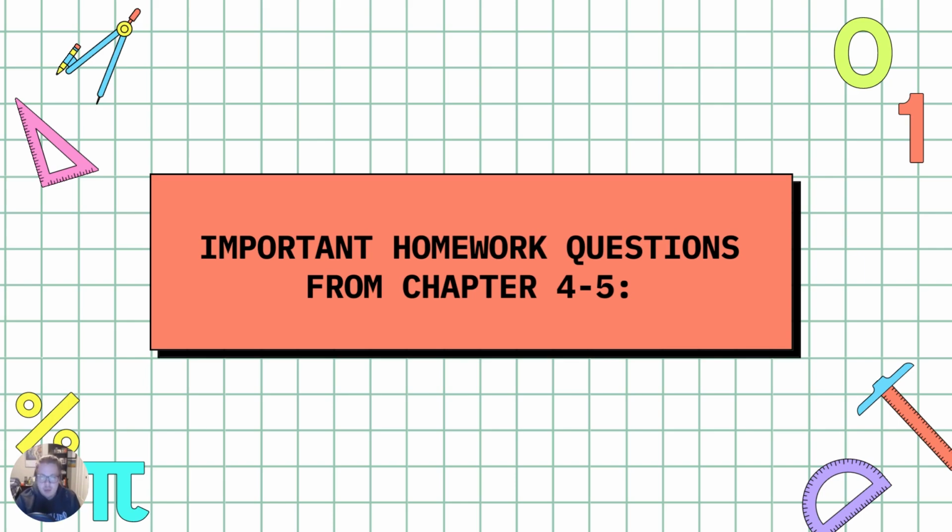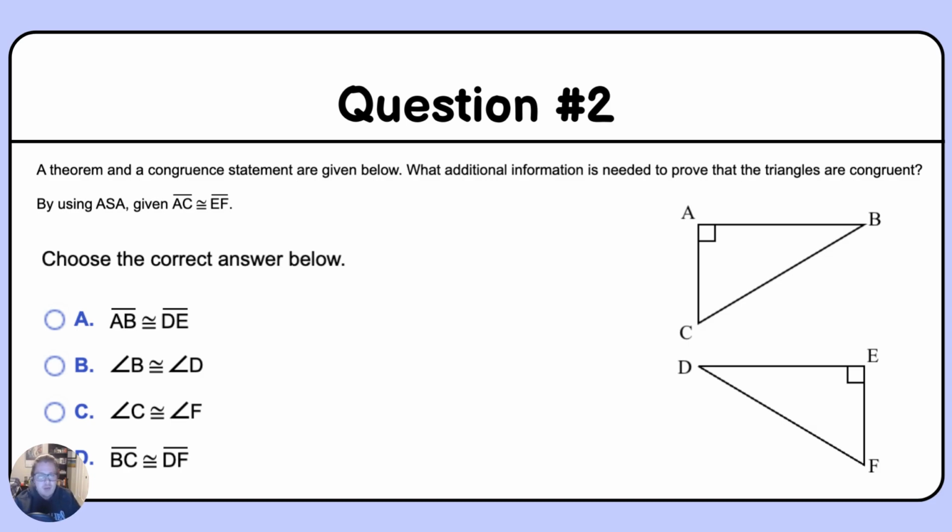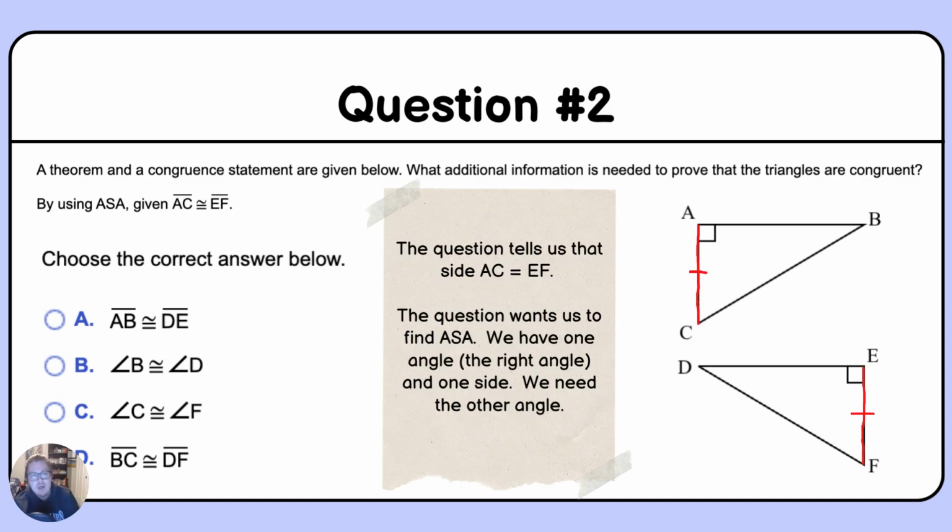Okay, so here are important homework questions from chapter 4-5. Take a look. We want to prove that these two triangles are equal using angle side angle. There's about 4 or 5 questions essentially exactly like this, you're just going to have different letters. First of all, we have a right angle. You can see because of that box, angle A and angle E are right angles. That's what that box means.